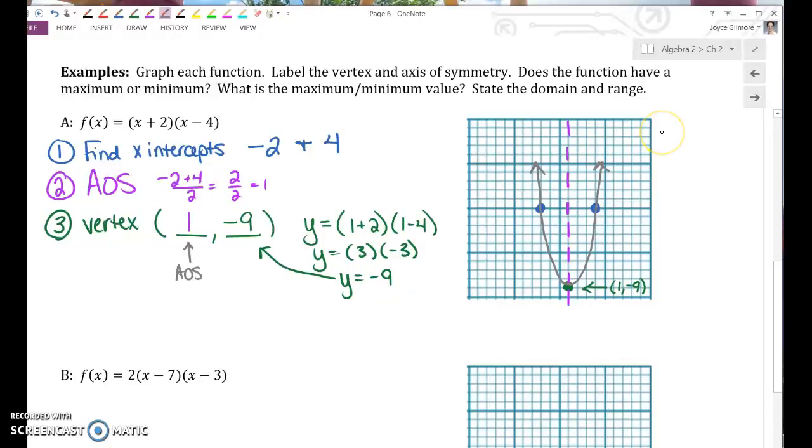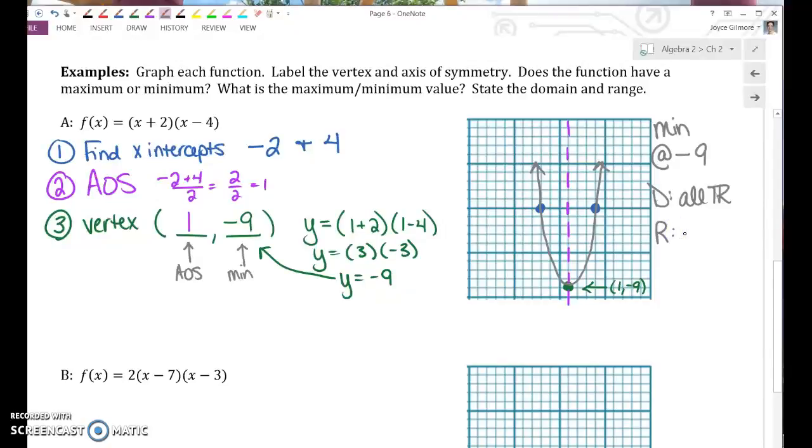Okay, is our vertex a maximum or a minimum? It's a minimum because it's at the bottom. And what is the value of the minimum? Negative 9. Remember that the y value of your vertex is your max or min value. The domain is also all real numbers, just like it has been for all of our parabolas so far.